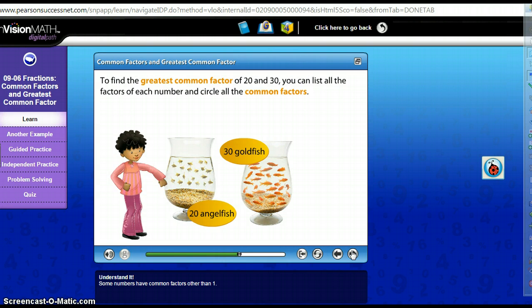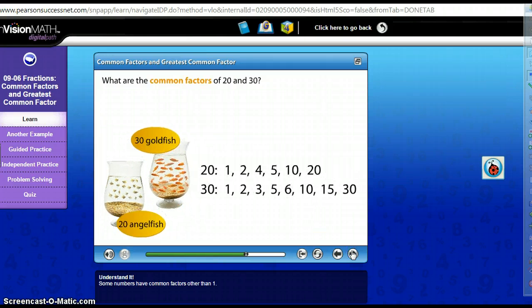To find the greatest common factor of 20 and 30, you can list all the factors of each number and circle all the common factors. What are the common factors of 20 and 30? So here we have 20. They made a list of all the factors of 20: 1, 2, 4, 5, 10, and then 20. They made a list of all the factors of 30. And so what are the common factors of 20 and 30, Alex? 1, 2, 5, and 10.